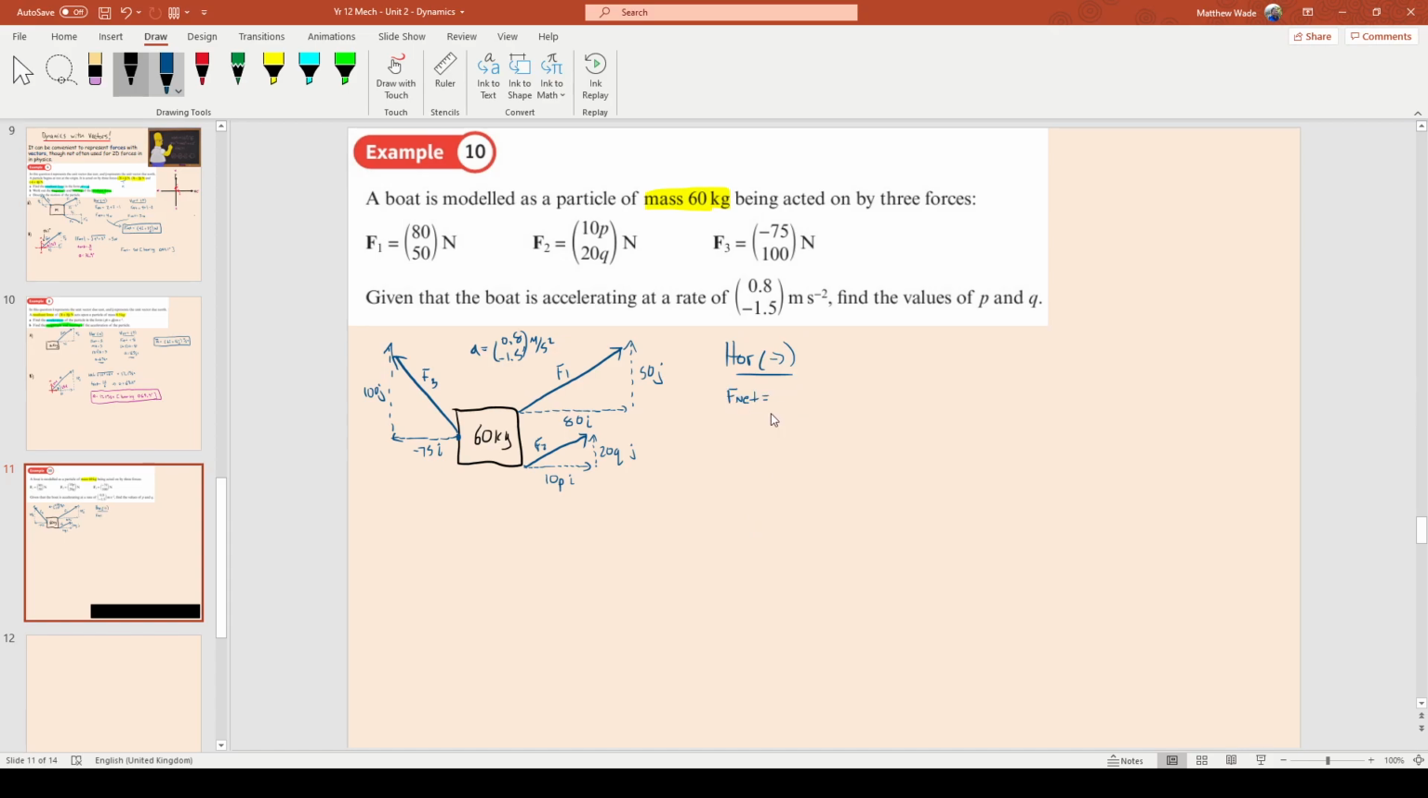What's going right? Well, you have your 80. From there, you've got your 10P. But you have to take away your 75. Cool, cool, cool. So FNet, though, is ma. So we're going to have 60, because that's the m. a is 0.8. And on this side, 80 take 75 is just 5 plus 10P. Well, we're ready to solve.